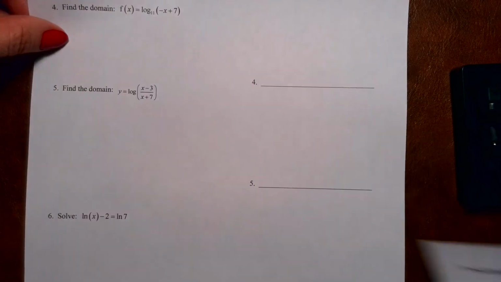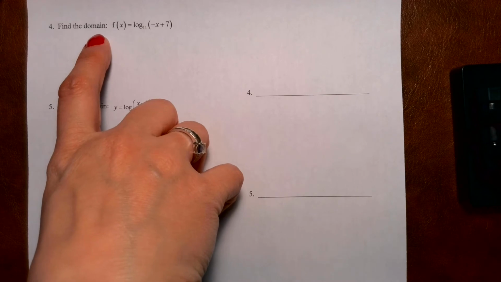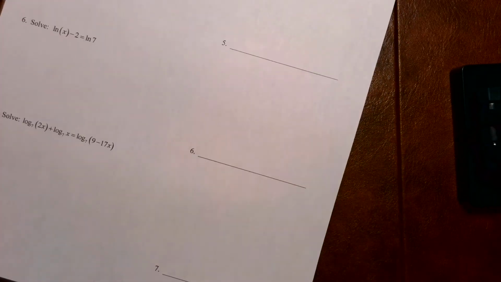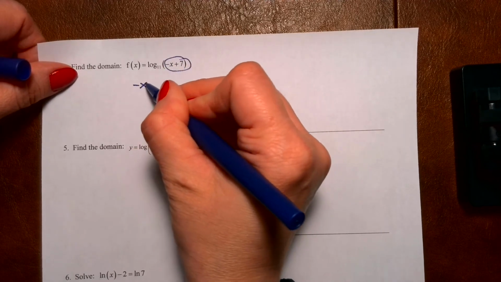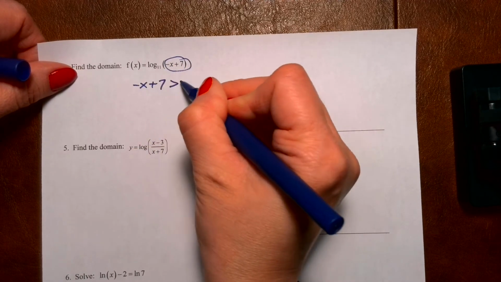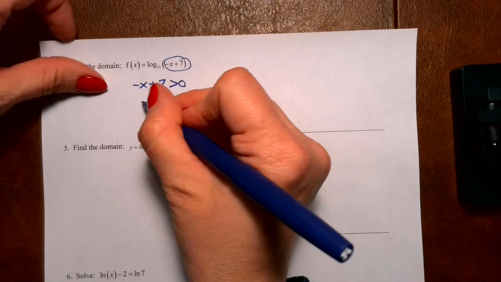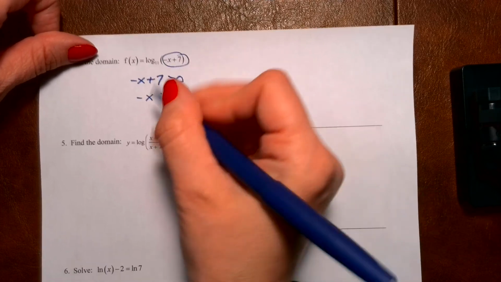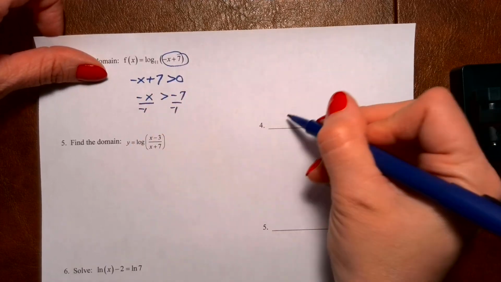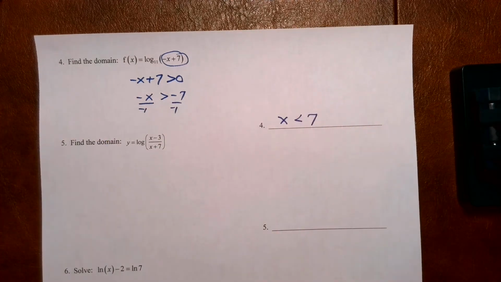Okay, take a look at number 4. Okay, find the domain. Whenever you have a domain problem, I want you to take the argument of the log. Okay, I want you to take that argument, and I want you to write down an inequality that says greater than 0. Since this is not a power or a denominator, we're just going to go ahead and solve by subtracting 7. I'm going to go ahead and divide both sides by negative 1. Don't forget to flip the sign, and x is less than 7.